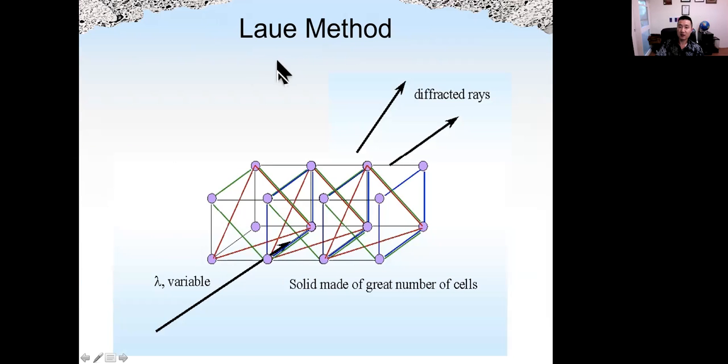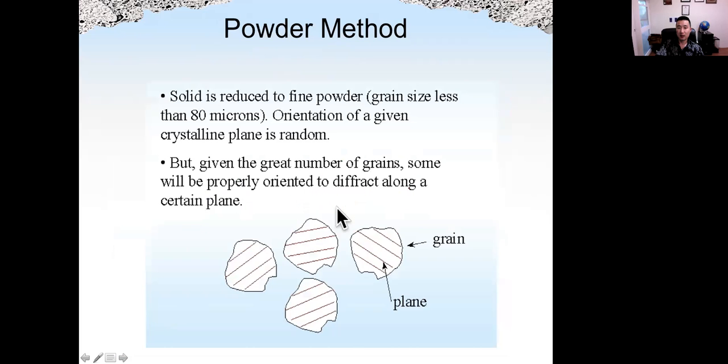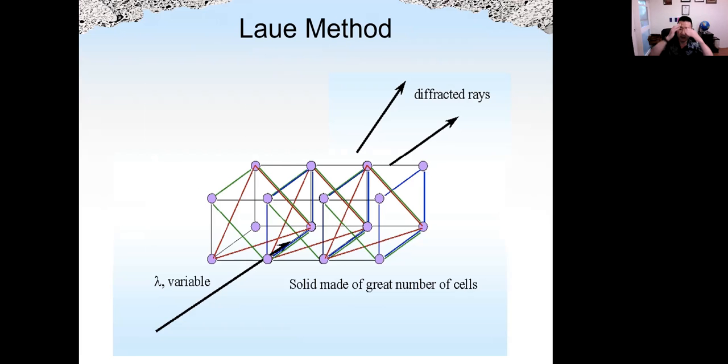So for the first method, again, lambda is variable. We have different lambdas, and a solid made by a great number of cells. We do not need to grind the sample into powder form, and we measure the diffracted rays. From that information, we can have an idea of what types of crystals are in the sample.